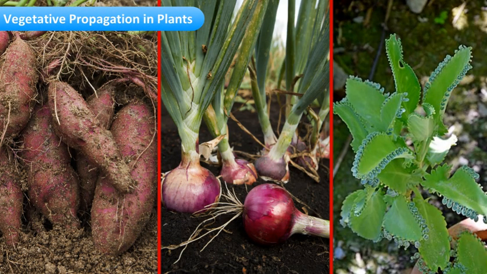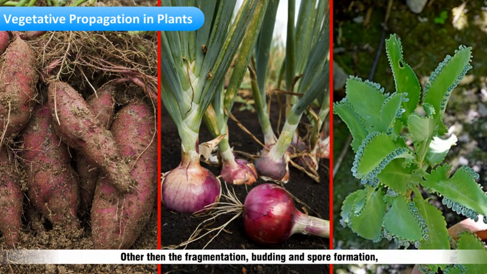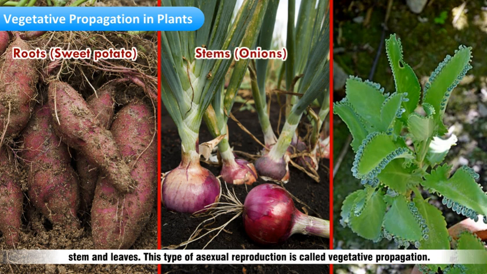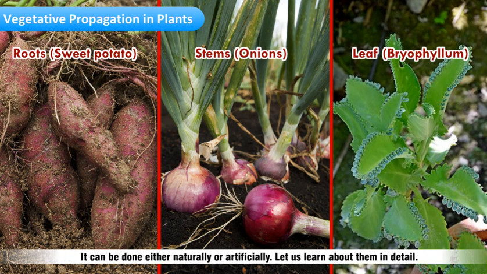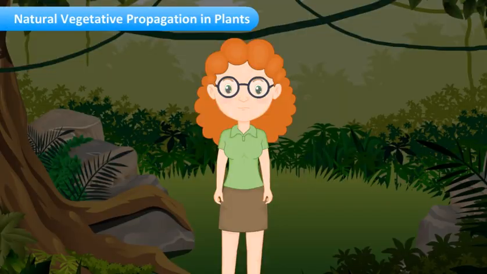Vegetative propagation in plants. Other than fragmentation, budding, and spore formation, plants can also reproduce asexually by their vegetative parts such as roots, stem, and leaves. This type of asexual reproduction is called vegetative propagation. It can be done either naturally or artificially. Let us learn about them in detail.